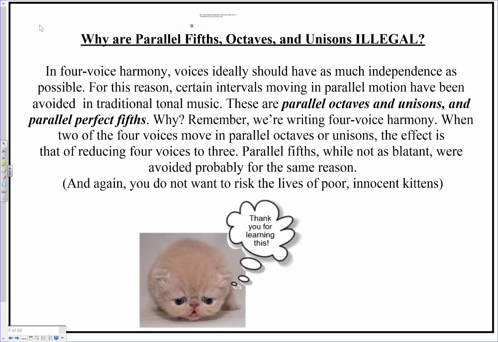Why? Well, remember, we are writing four-voice harmony. So when two of the four voices move in parallel octaves or unisons, the effect is that of reducing four voices to three. Parallel fifths, while not as blatant, were avoided probably for the same reason.